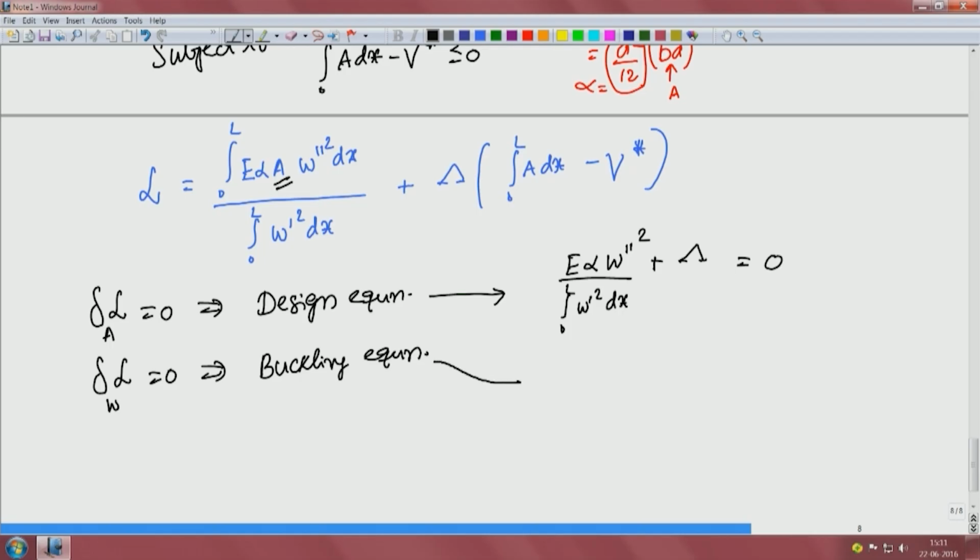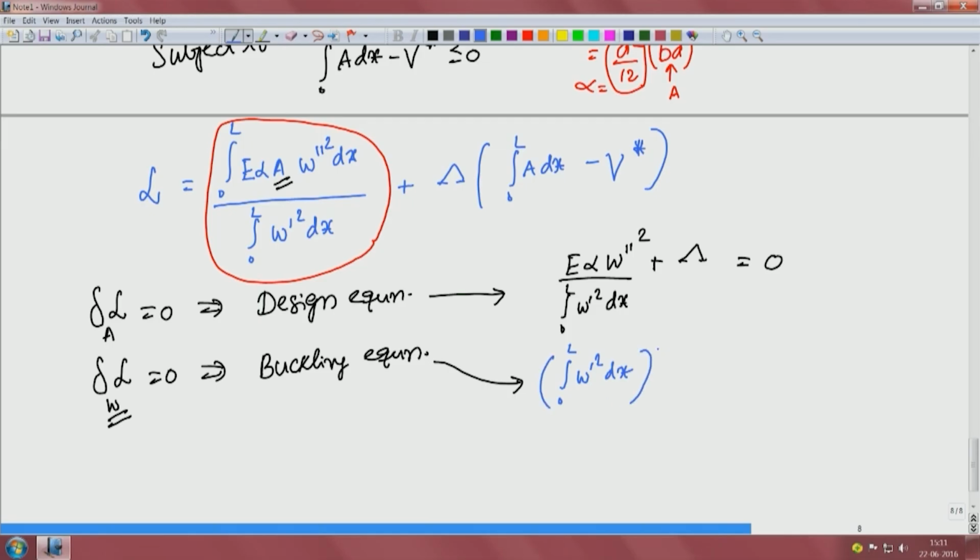So, for the buckling equation, we have to take the variation with respect to W, where W prime and W double prime appear. We have to use the quotient rule of differentiation here. The ratio of two integrals is also a functional, so we can take the variation of that.